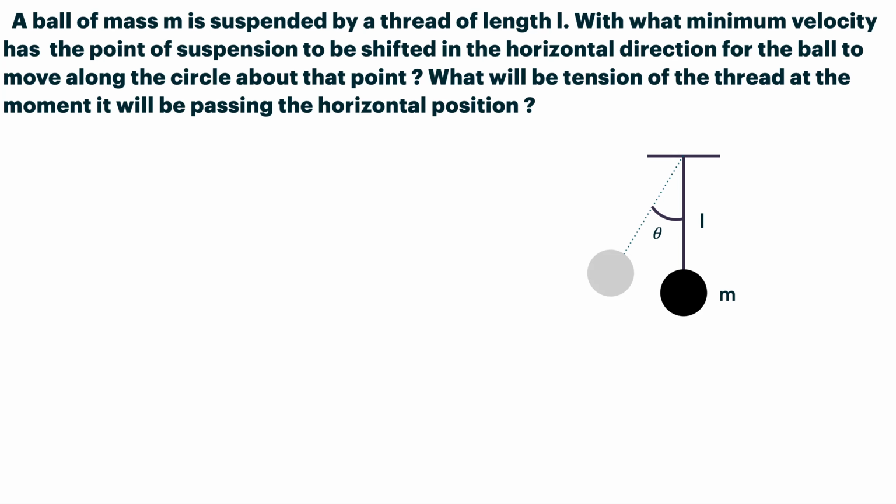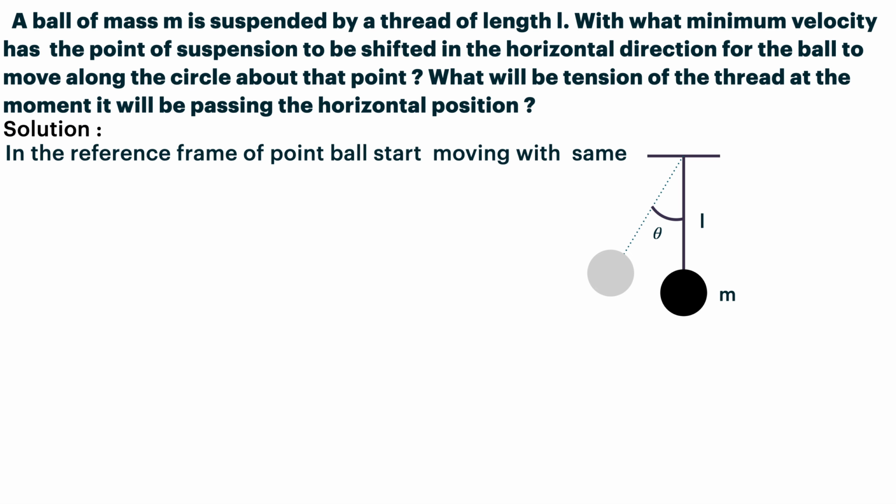A ball of mass m is suspended by a thread of length L. With what minimum velocity has the point of suspension to be shifted in the horizontal direction for the ball to move along the circle about that point? What will be the tension of the thread at the moment it will be passing the horizontal position?